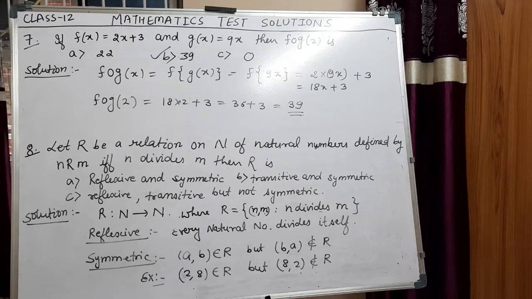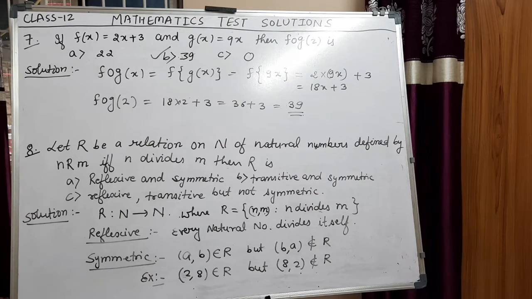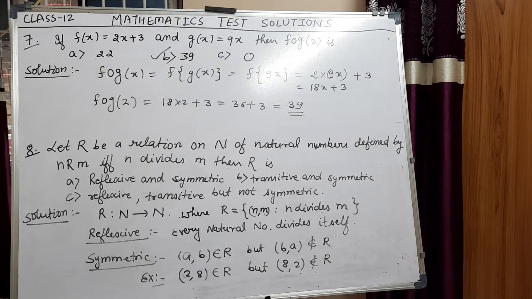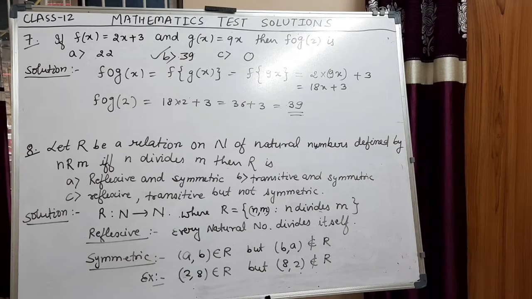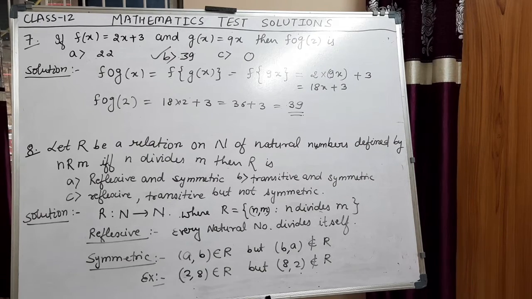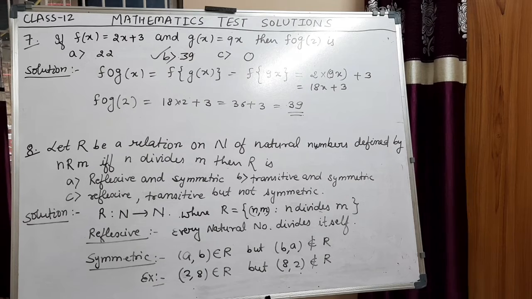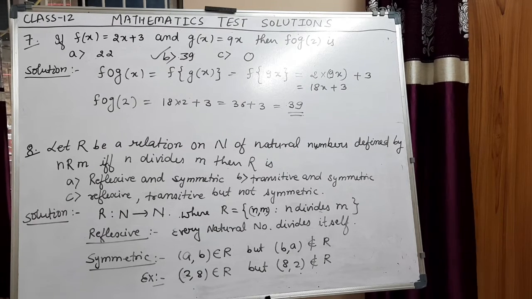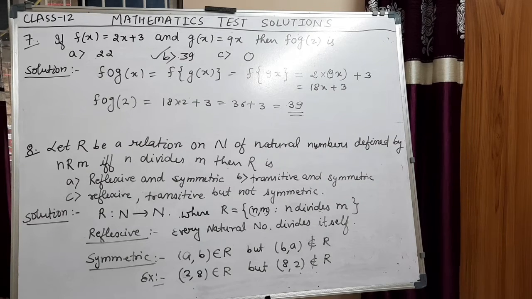Question number 7. f(x) is 2x plus 3 and g(x) is 9x. Then we have to find FOG of 2. So first of all we have to find FOG(x), that is f of g(x). Then we write the g(x) function, that is 9x, and then finally the f(x) function, that is 2x plus 3. So we'll have here 18x plus 3.